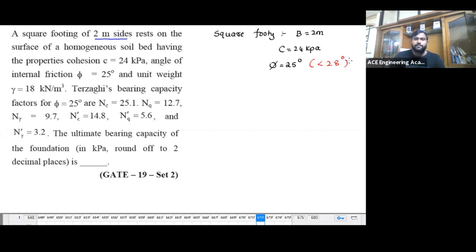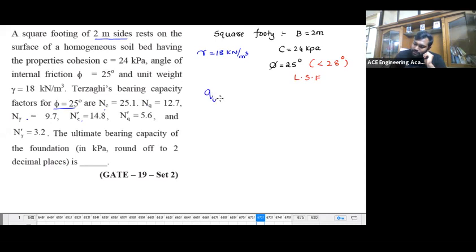Then is it a local shear failure or punching shear failure? Oh, sorry, general shear failure. This is a local shear failure. And you see, the unit weight I have given as gamma, 18 kilonewton per meter cube. And for the Terzaghi bearing capacity for phi 25 degrees, I have given Nc, Nq, and N gamma, and Nc dash, Nq dash, and N gamma dash. I'm asking you the ultimate bearing capacity.